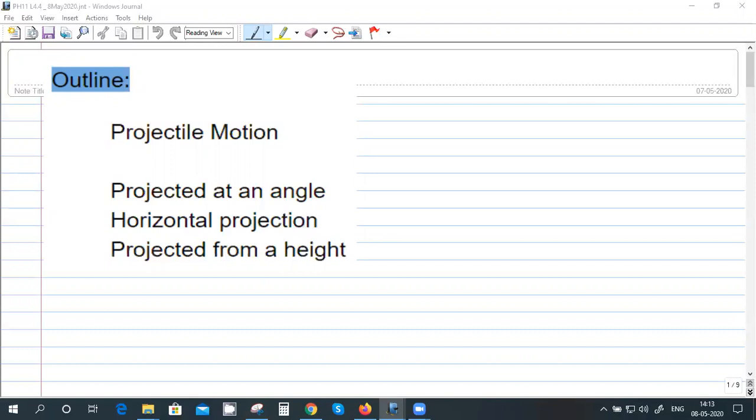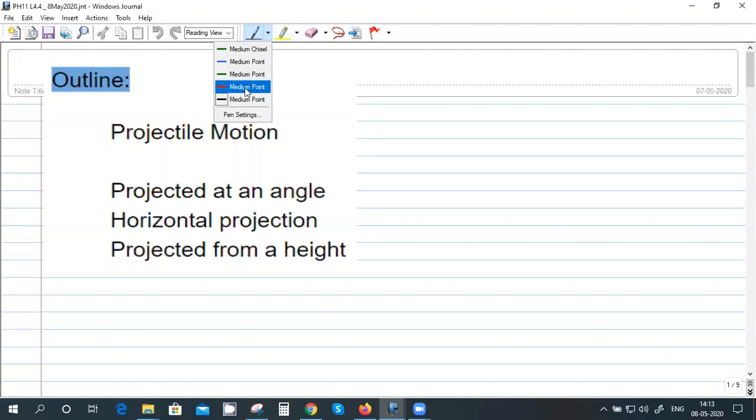Second equation: s is equal to ut plus half at square. Yes. And the third one is v square equal to u square plus 2as. Okay, so that is for 1D motion. Okay, so what do you understand by projectile motion?